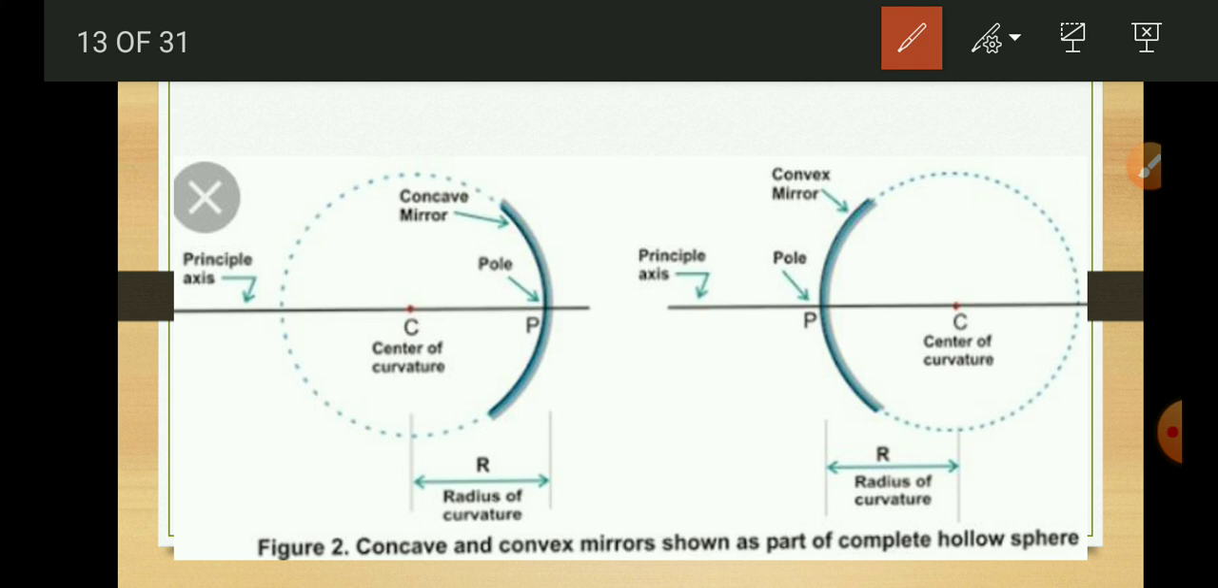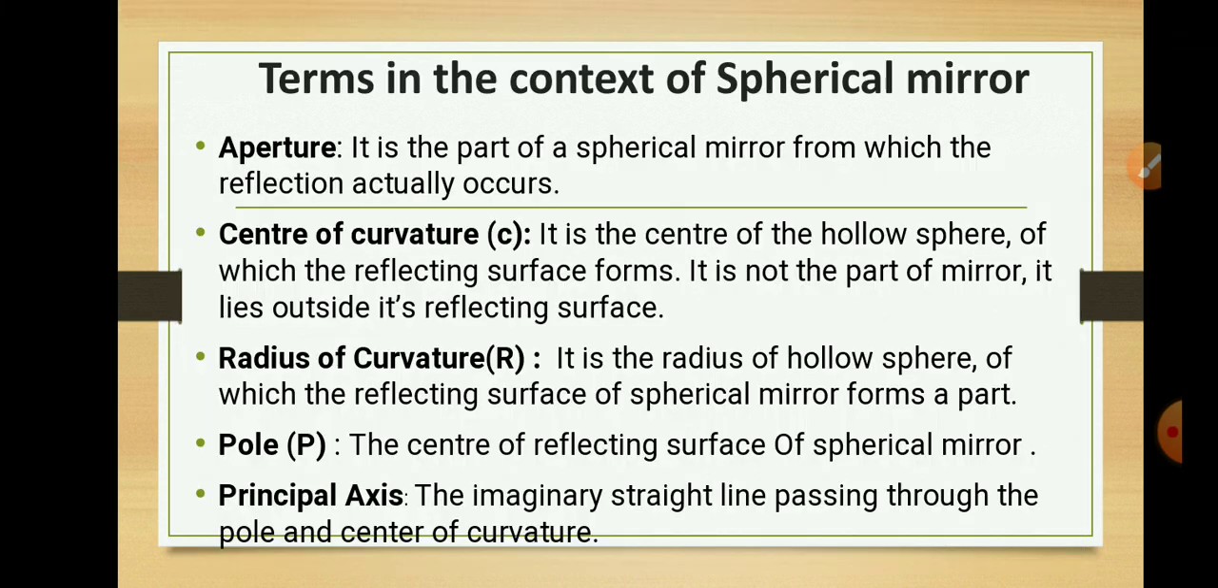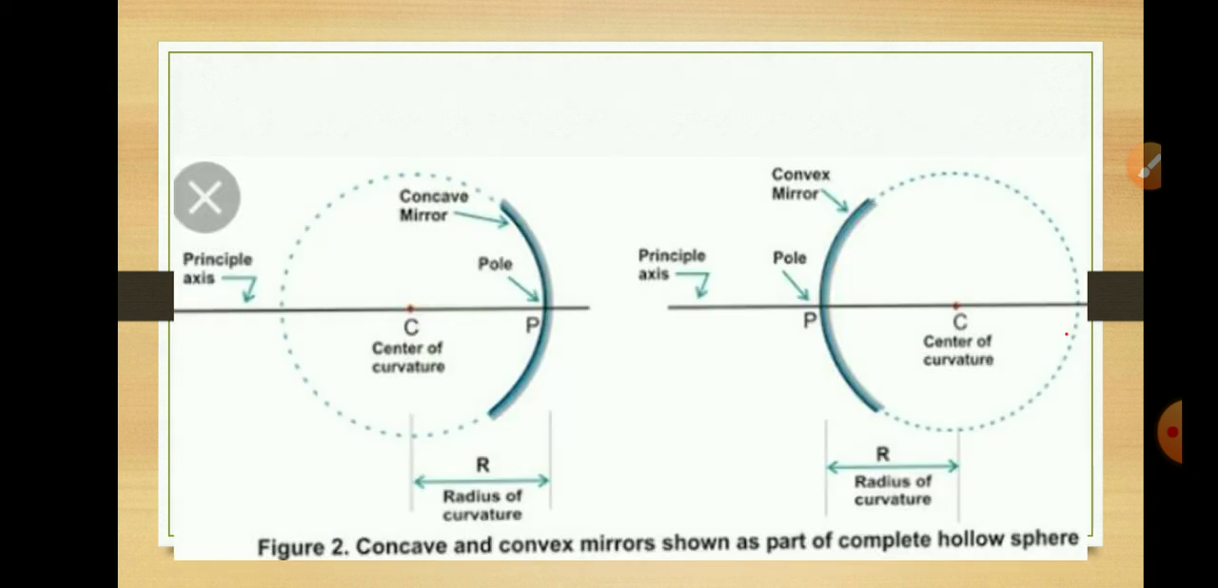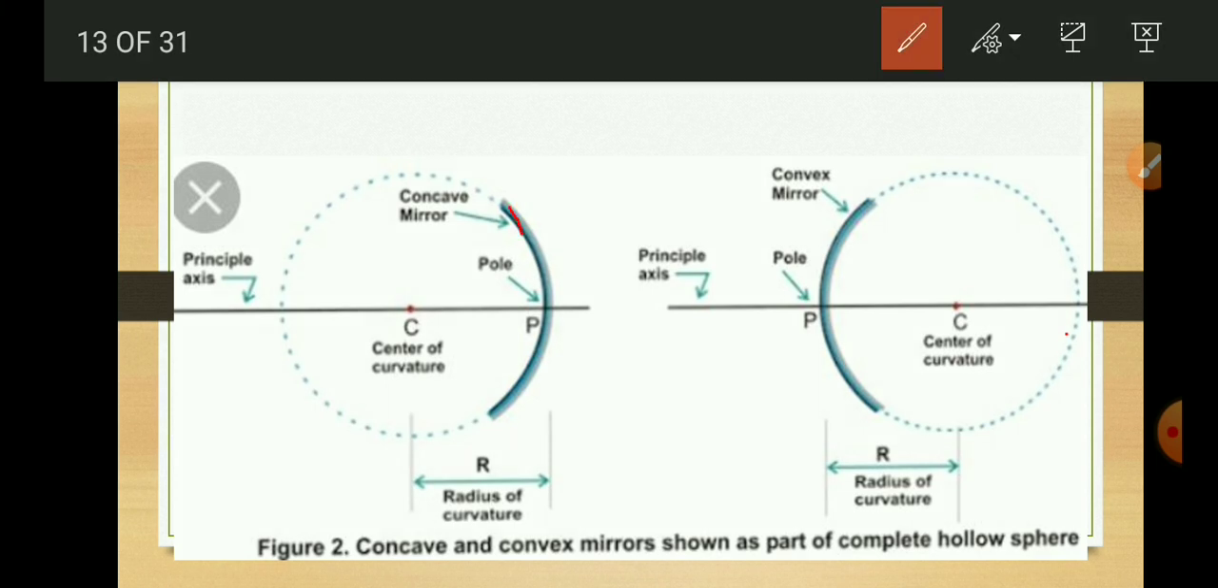Now we want to study the properties of images formed by spherical mirrors. But before that, we need to define certain terms of spherical mirrors. The first is aperture. It is the part of the spherical mirror from which the reflection actually occurs. So, the part of the spherical mirror from which the reflection of light takes place is called the aperture. This is the aperture of the mirror.